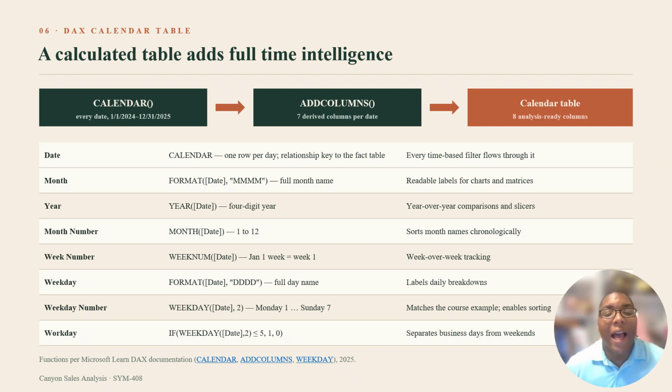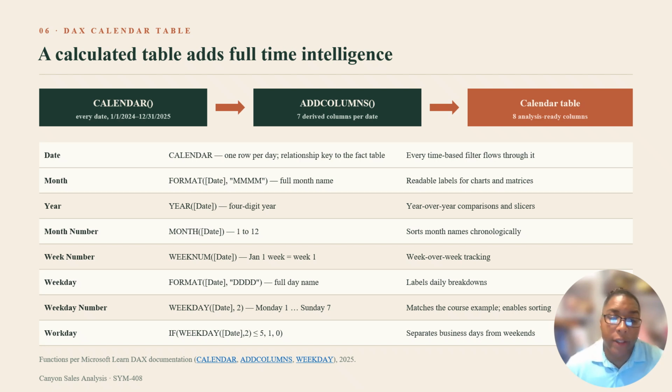Second, ADDCOLUMNS derives seven more columns from each date. Running down the list, month and weekday are readable names produced by FORMAT. Year and month numbers come from the YEAR and MONTH functions. And month number is what lets Power BI sort month names chronologically instead of alphabetically. Week number uses WEEKNUM. Weekday number uses WEEKDAY with type 2, so Monday is 1 and Sunday is 7.